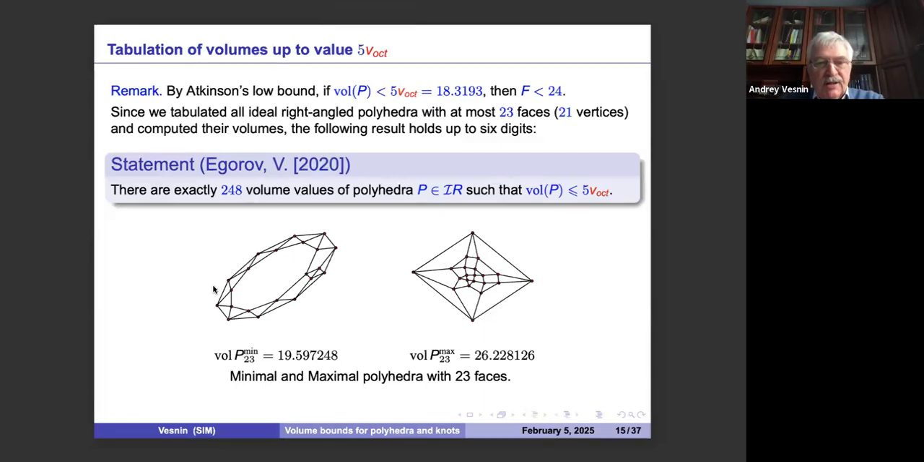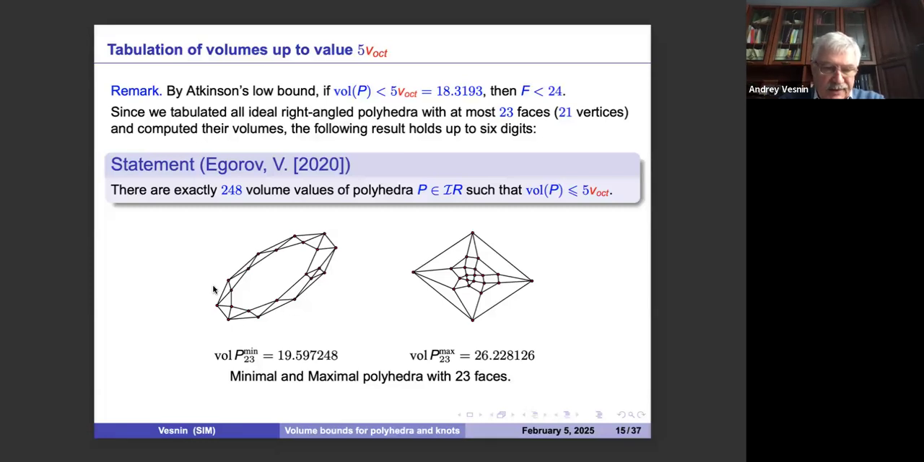And you can ask about the initial list of ideal rectangular polyhedra, so we can find them. Using Atkinson's lower bound, if the volume of a polyhedron is less than 5 times the volume of the octahedron, then the number of faces is less than 24. So we tabulated all these polyhedra and found all their volumes, and we found that there are only 248 different volume values for polyhedra such that the volume is bounded by the constant 5 times the volume of the octahedron.